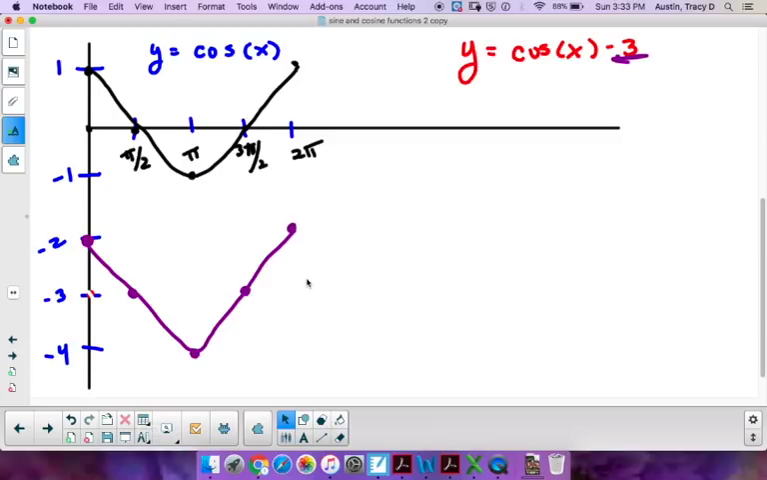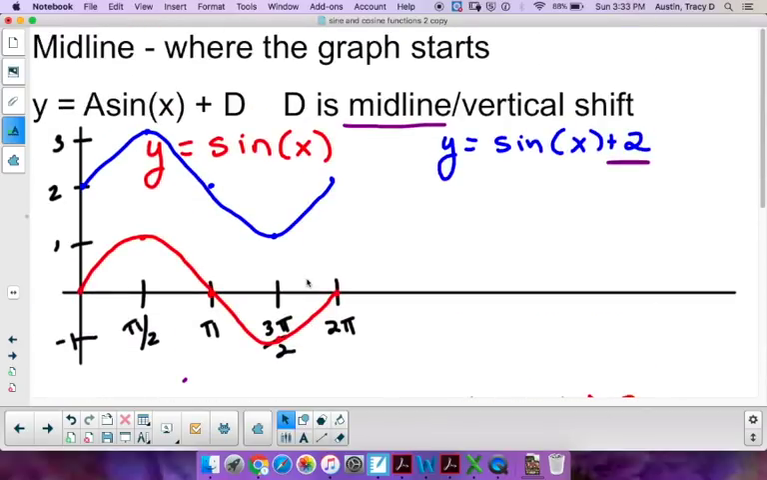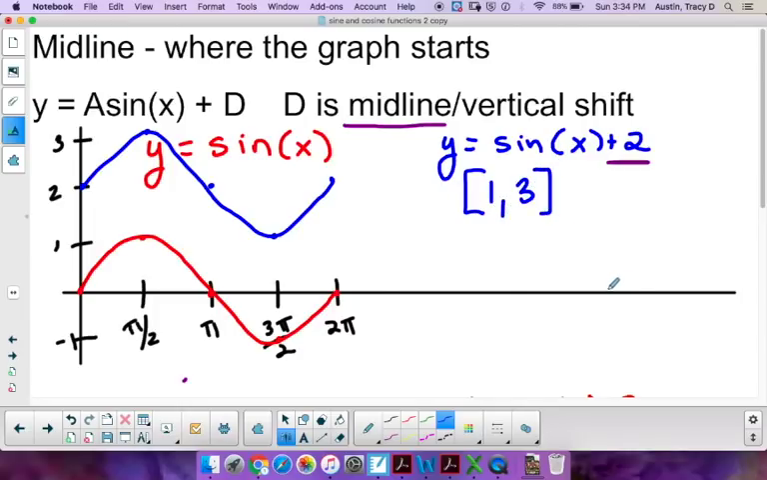Now, we didn't write it. I need to go back up and do that. What would be the new range of this sine function that's been moved this way? Well, before it was from -1 to 1. This new function bounces between, as far as the low and the high, +1 to +3. And we know that because we went from -1 to 1, we added 2 to both of those because of the vertical shift.